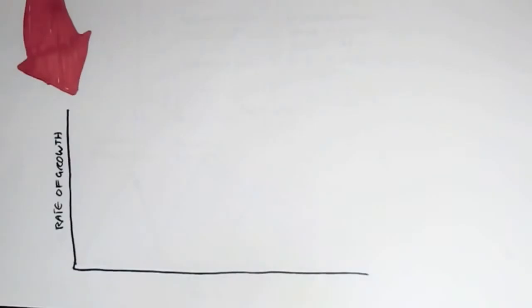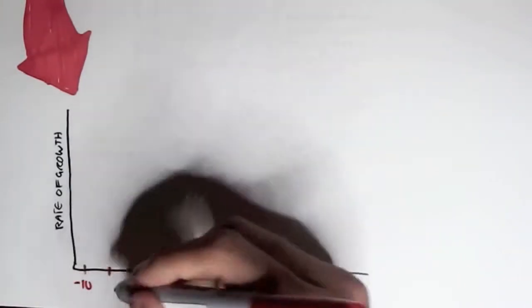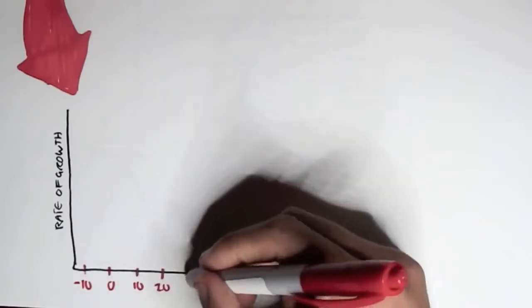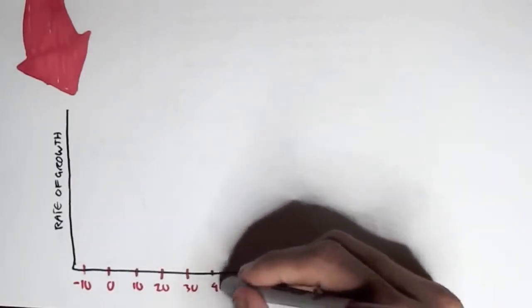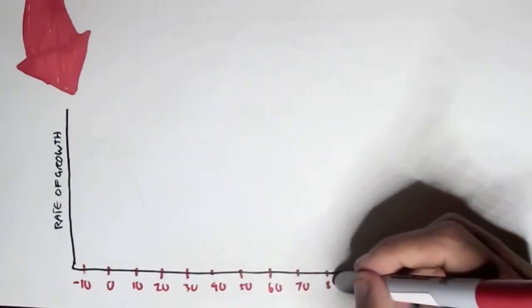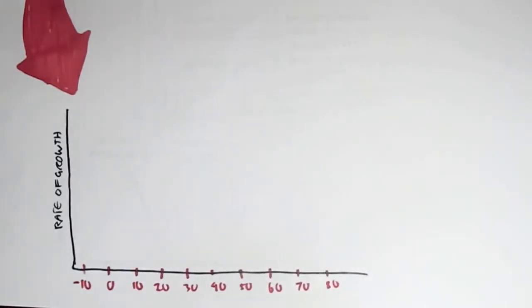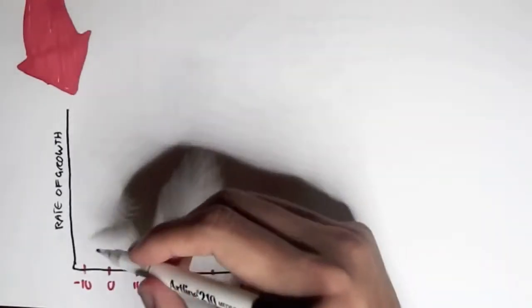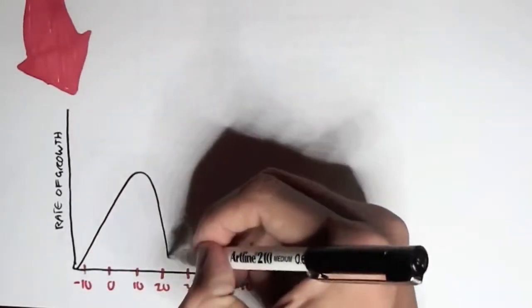Here we have a graph. The y-axis represents the rate of growth, so the rate a bacteria grows. And remember, the growth of bacteria is not an increase in size, but an increase in number. And the x-axis is the temperature from negative 10 degrees Celsius to 80 degrees, which is near boiling point, right?